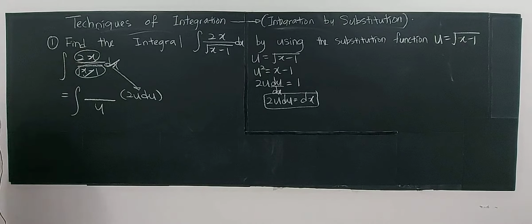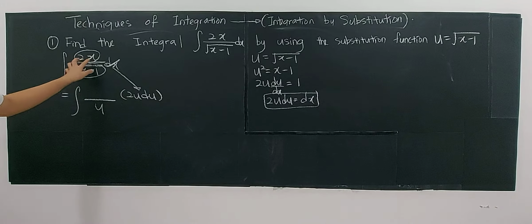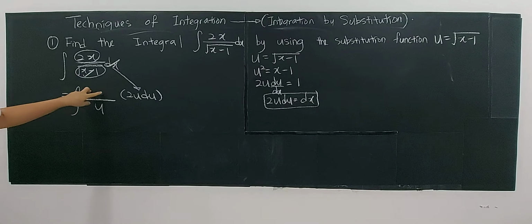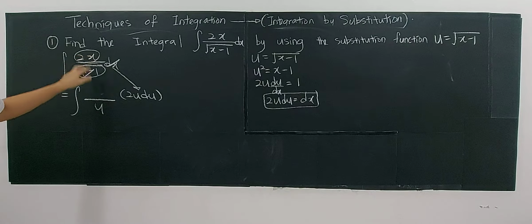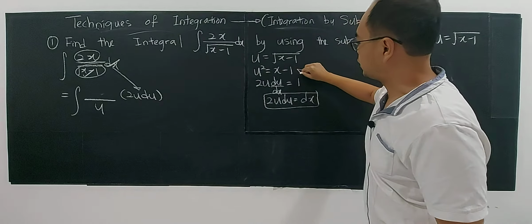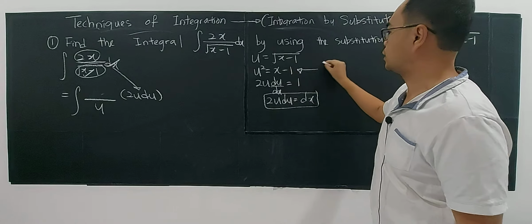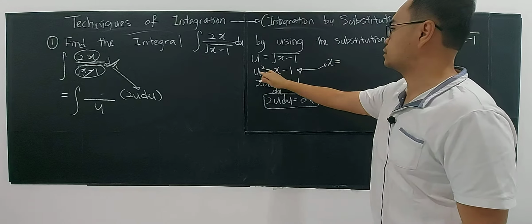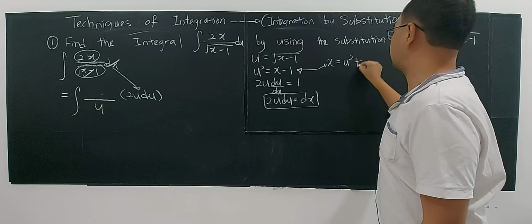But how about this? You want to replace the x with u, so you don't write 2x here. It's not a very accurate way, so you replace the x here with u. As you can observe from here, I can get x in terms of u. X is u to the power of 2 plus 1.